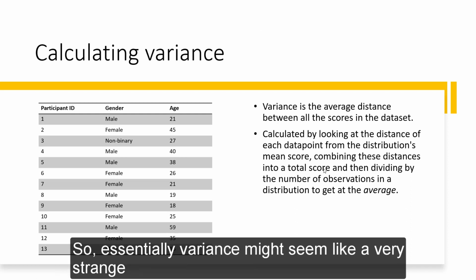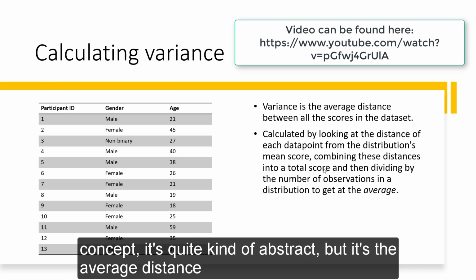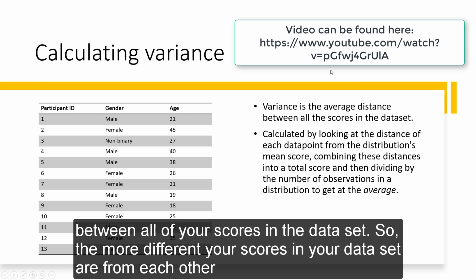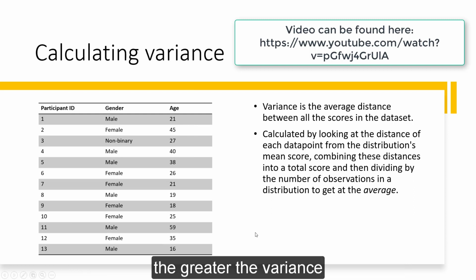So essentially, variance might seem like a very strange concept. It's quite abstract, but it's the average distance between all of your scores in the data set. So the more different the scores are in your data set from each other, the greater the variance.